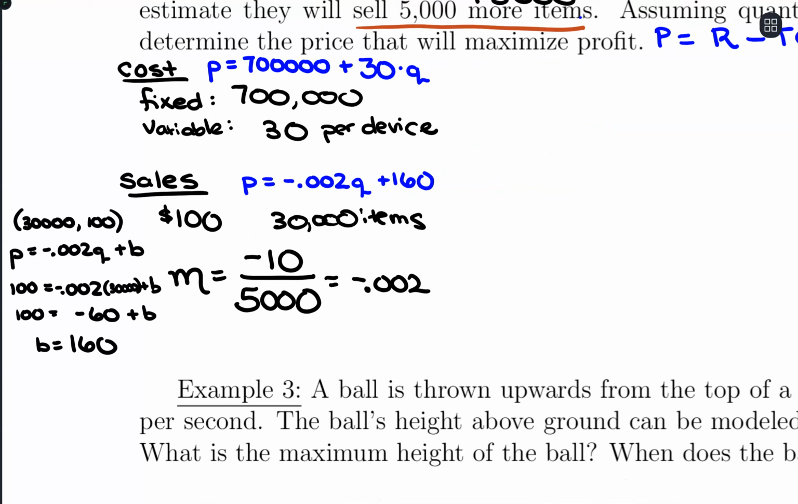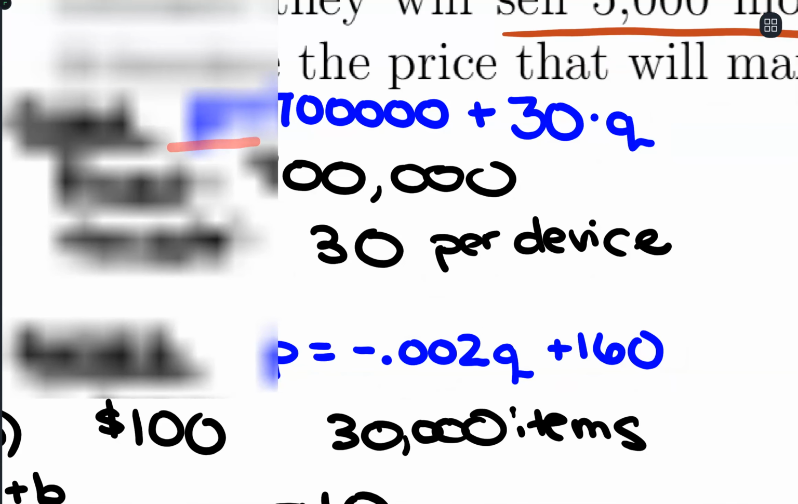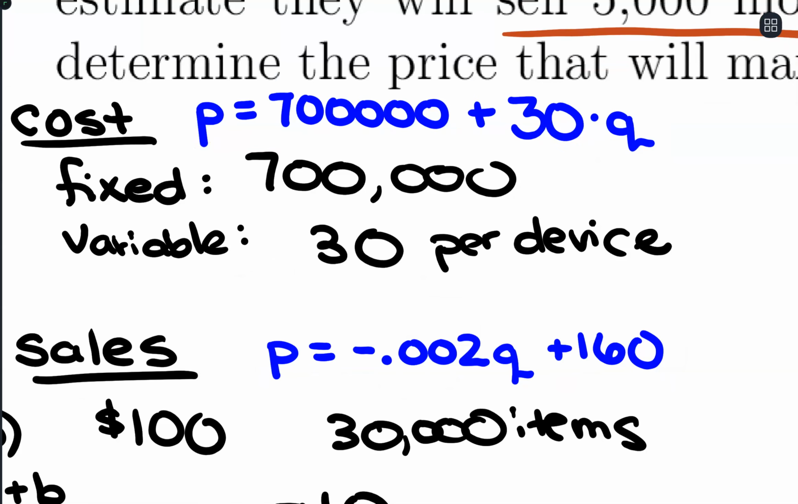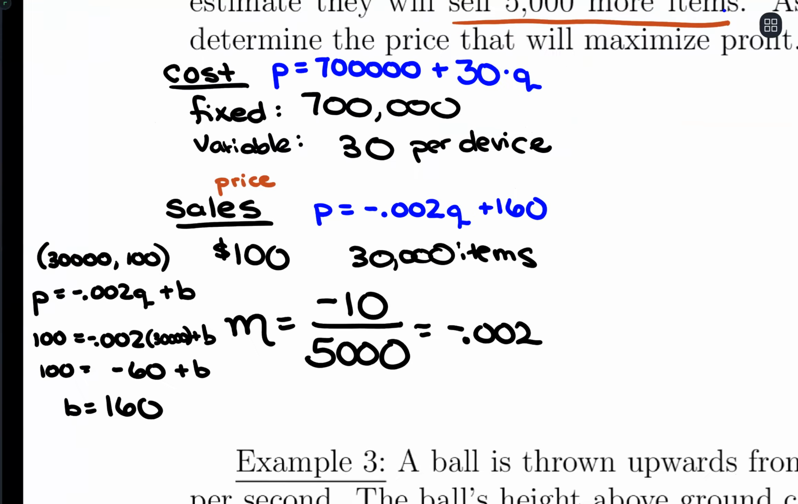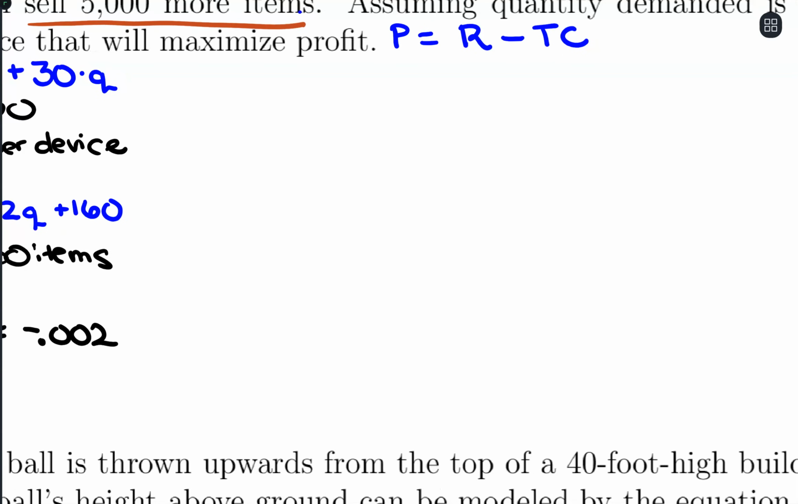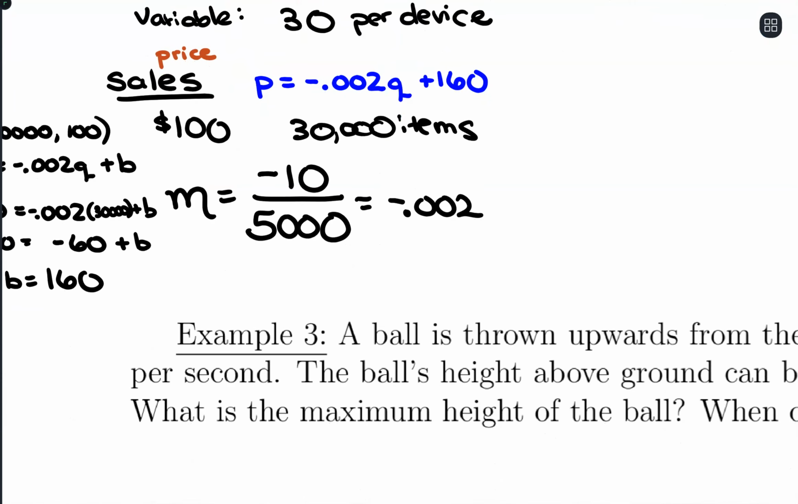Okay, so that's setting up what we have here. This is calculating total cost. Total cost is coming from the 700,000 plus 30Q. What we have for sales here is describing the price for sales, which isn't quite done in terms of having our equation for revenue. So remember, for profit, I want to take revenue minus total cost. Well, we have total cost is done.